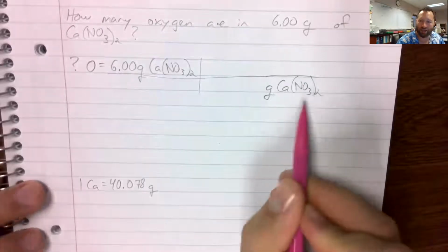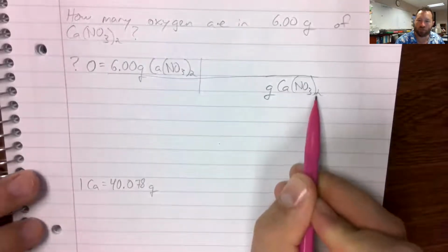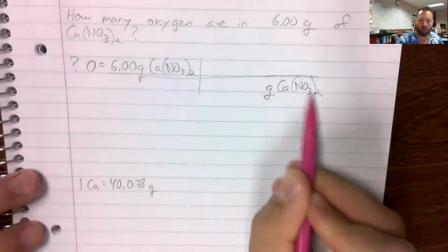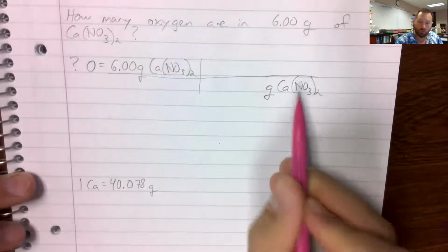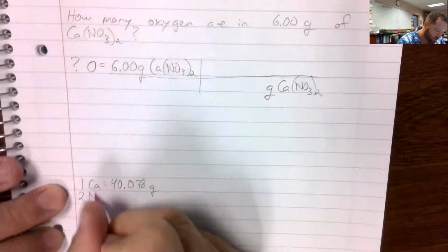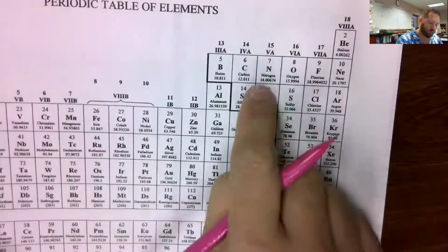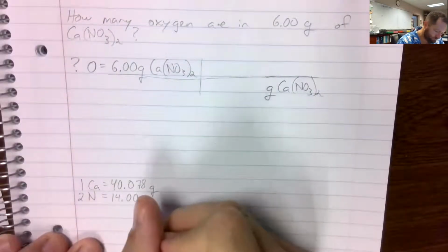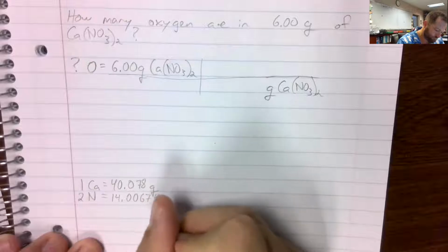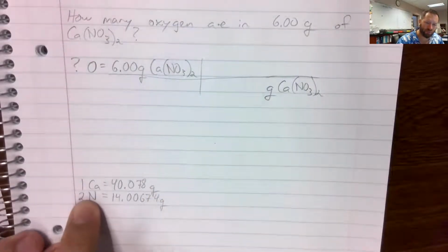Take a look, it's kind of like algebra. Everything inside the parentheses is multiplied by the 2, or whatever number is outside the parentheses. So I've got 1 nitrogen inside of it times 2. So I've got 2 nitrogen. Again, find nitrogen on the periodic table: 14.00674 grams.